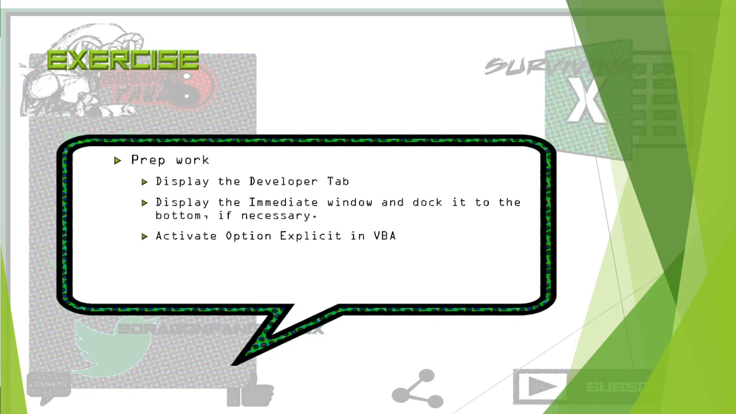All right, so we talked about that. We need to display the Immediate Window and dock it to the bottom. Okay, that's only if needed. And then we're going to activate Option Explicit in VBA. So let's do that.